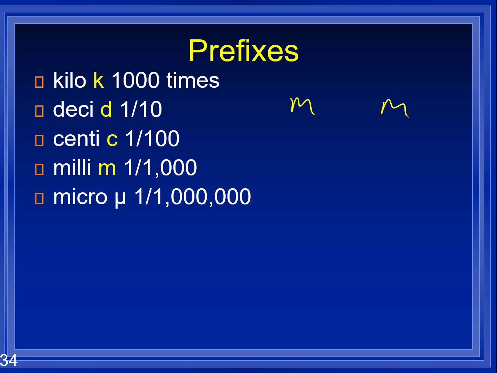Micro means small. Microscope. Scope for view. Micro, small. Viewing small things. Microscope. Okay, now, got an M problem again. I can't use M for micro, because I already used it for milli and for meter. I can't use capital M because capital M is mega, one of the big prefixes we're not learning.